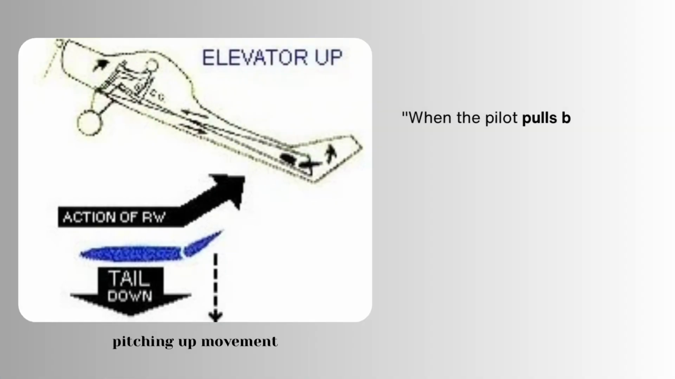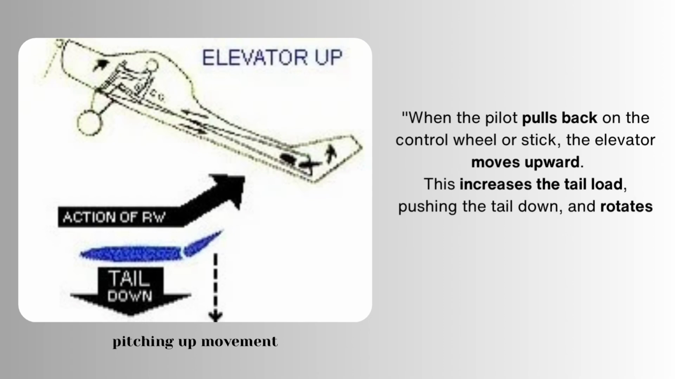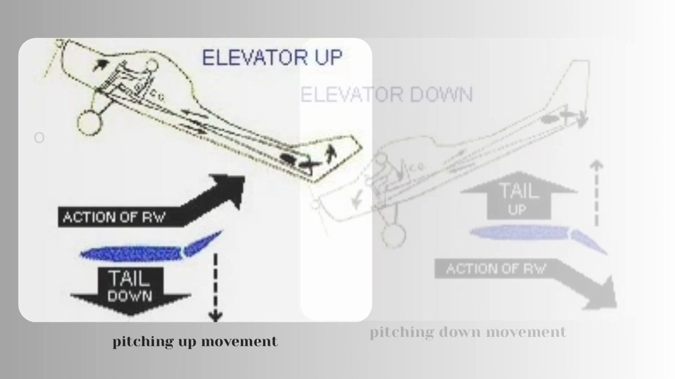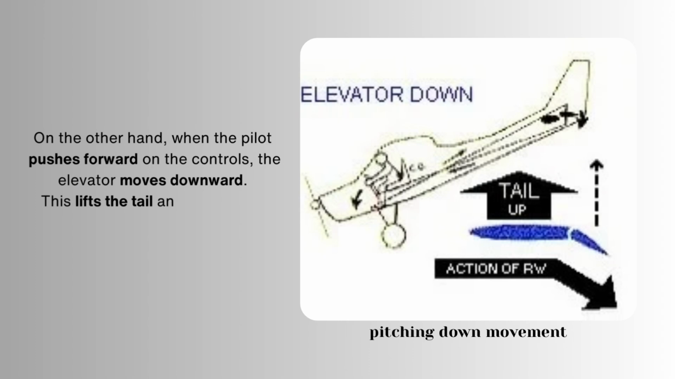This is how the elevator works. When the pilot pulls back on the control wheel or stick, the elevator moves upward. This increases the tail load, pushing the tail down, and rotates the nose up, causing the aircraft to climb. On the other hand, when the pilot pushes forward on the controls, the elevator moves downward. This lifts the tail and rotates the nose downward, making the aircraft descend.